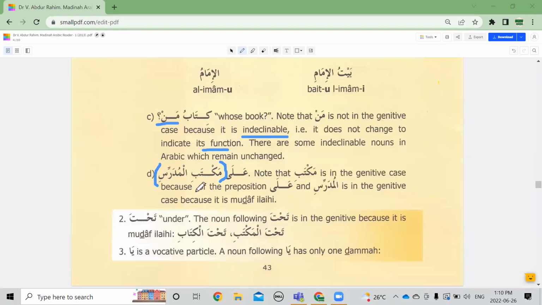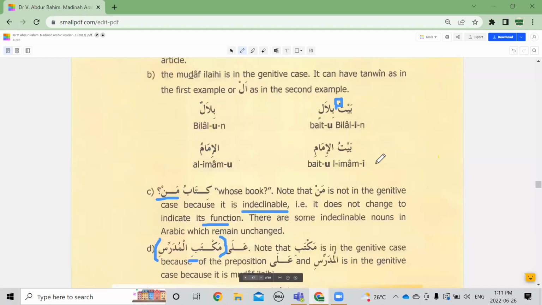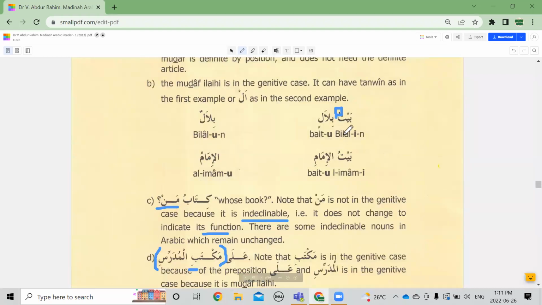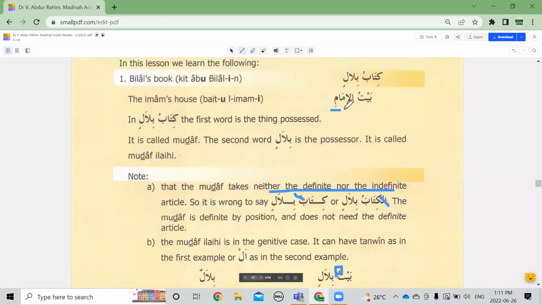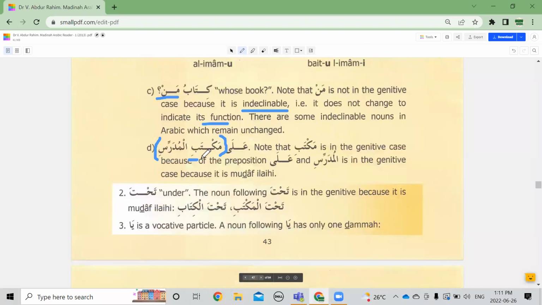Now, when we look at this mudaf ilayh, you notice that this is also majroor. Why is this? When we look at all of our previous mudaf, this one is marfu, this one is marfu, even this one, kitabu, baytu. These are all marfu, which means they have dhamma. Why is this one then majroor?